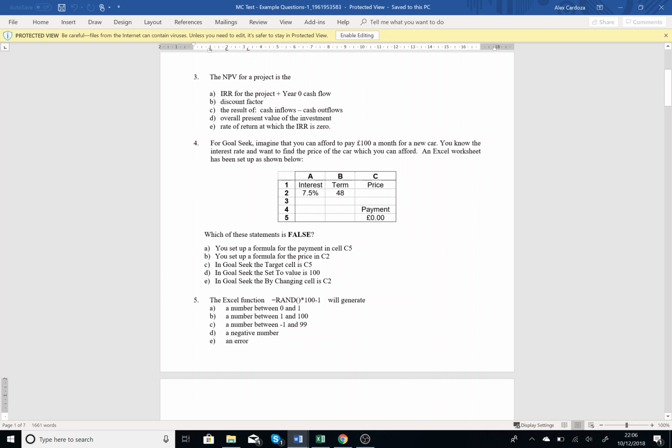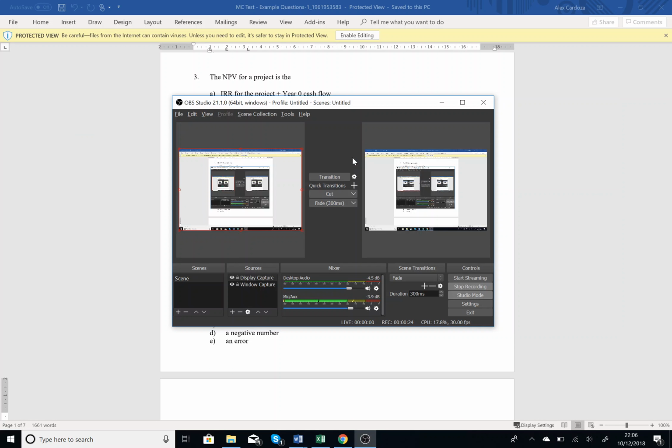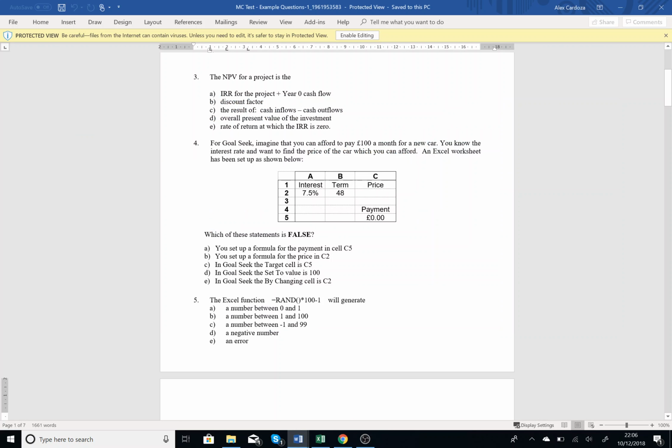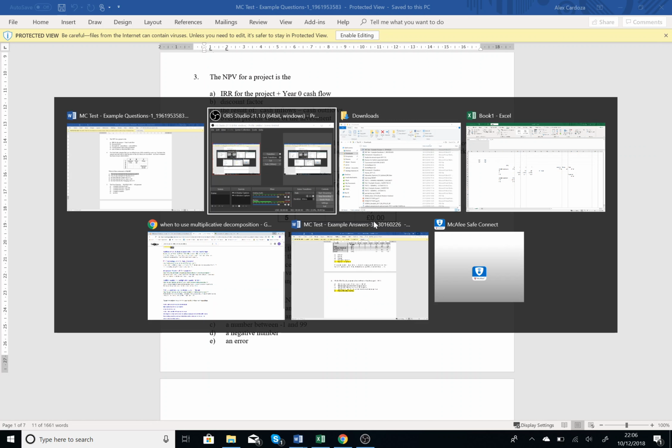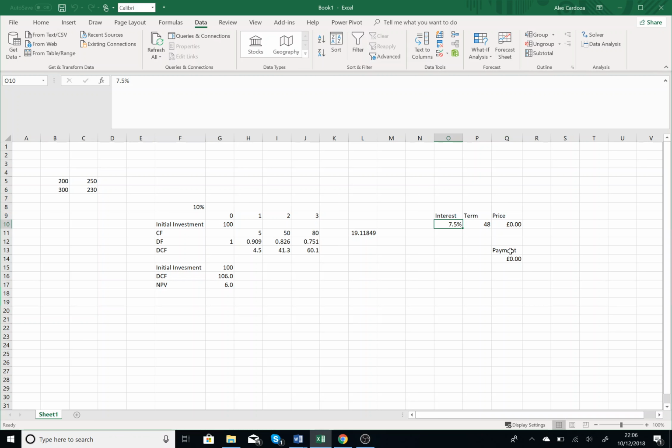Okay, so here it says, for goal seek, imagine that you can afford to pay £100 a month for a new car. You know the interest rate and want to find the price of the new car which you can afford. An Excel worksheet has been set up shown below, which of the statements are false. So you set up a formula for the payment in cell C5. No, that's true because that's what you've done here. You see, because the formula will look like that.